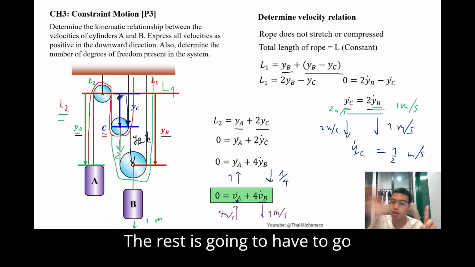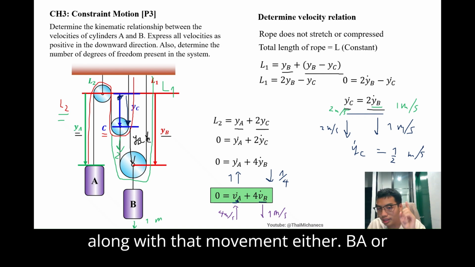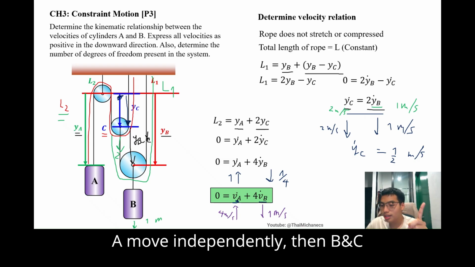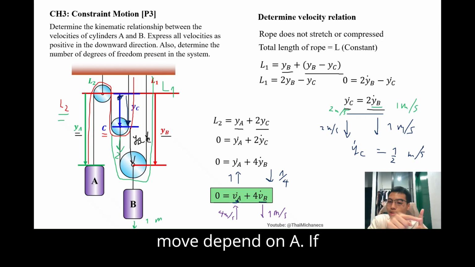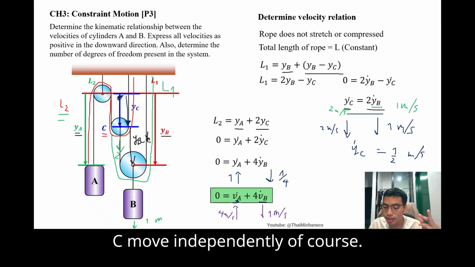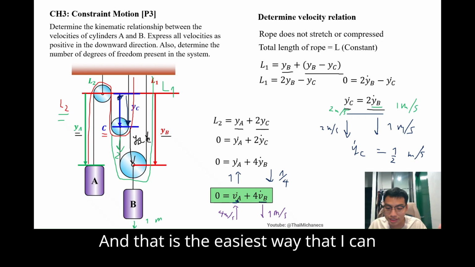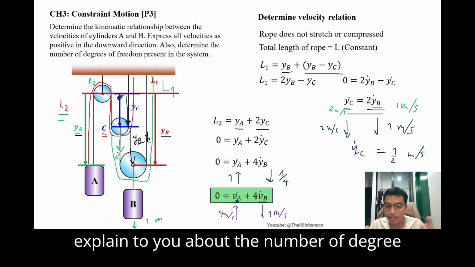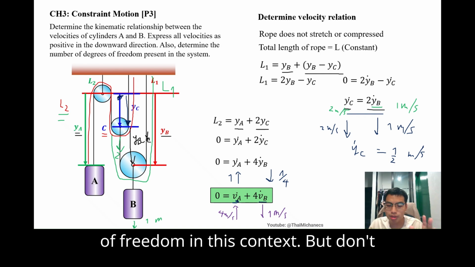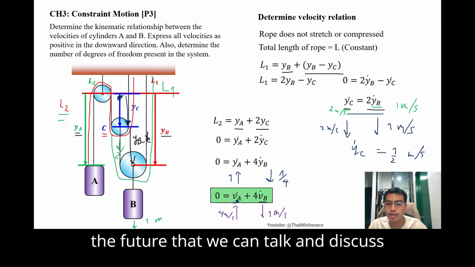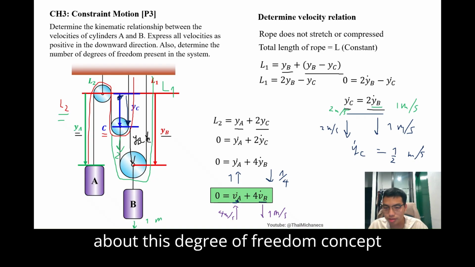The rest have to go along with that movement. You have to pick one: B, A, or C. If B moves independently, then A and C follow B. If A moves independently, then B and C depend on A. If C moves independently, of course, A and B will have to follow C. And that is the easiest way I can explain the number of degrees of freedom in this context. But don't worry, there will be more examples in the future where we can discuss this concept together.